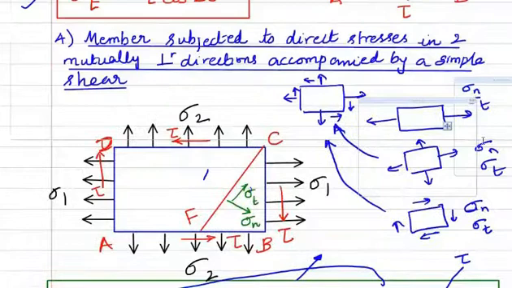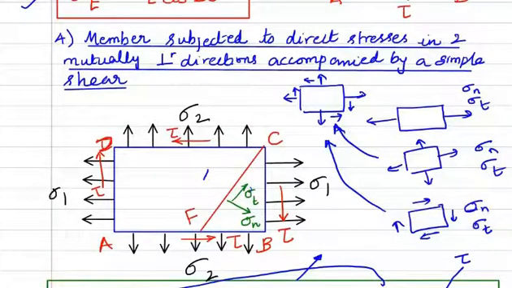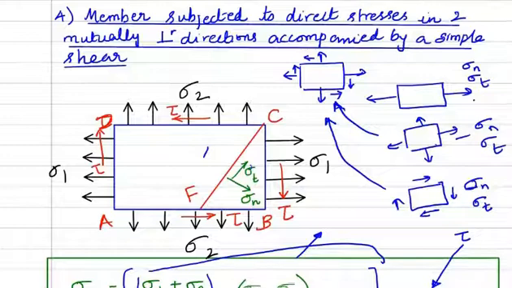We are having four cases. First one is stresses in a single direction or single plane. Second one, stresses in two perpendicular planes, and third one, shear stress along the planes. Now the fourth one is a combination of these: direct stresses in two mutually perpendicular directions and shear stress in the other planes. For all the cases we know sigma n and sigma t.